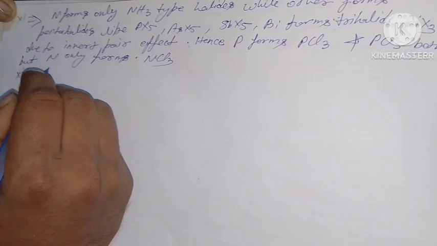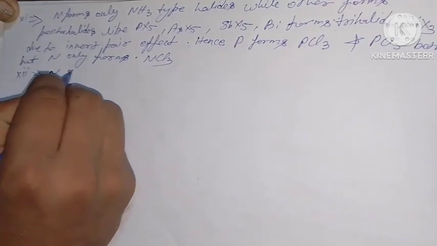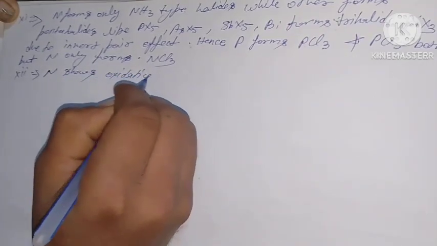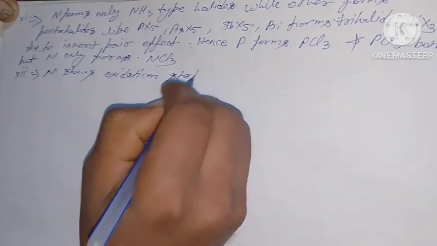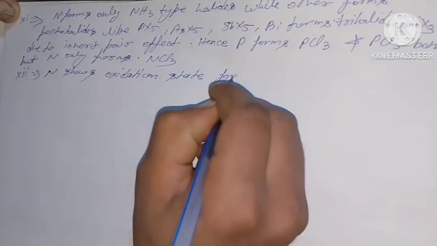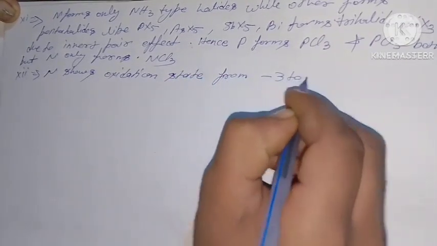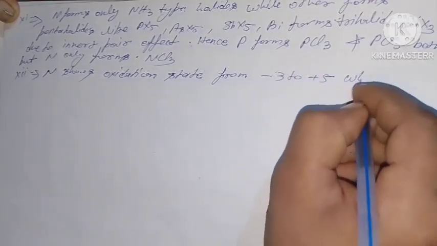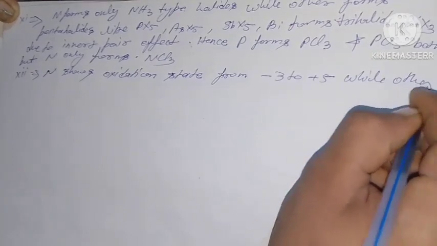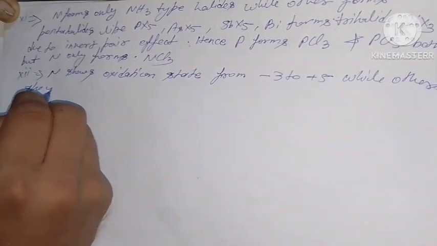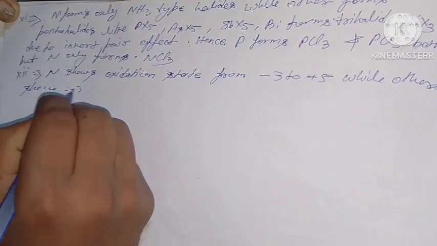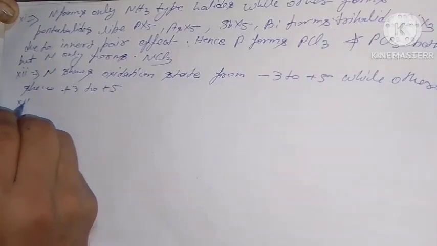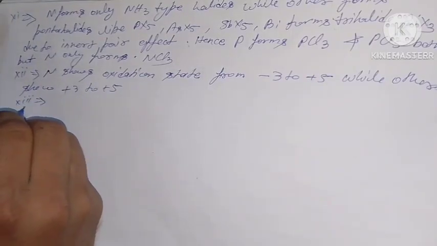Point 12: Nitrogen shows oxidation state from -3 to +5, while others show +3 to +5.